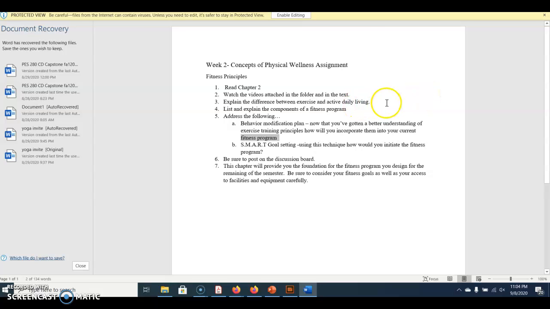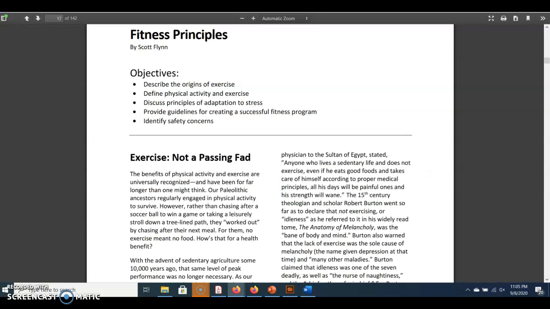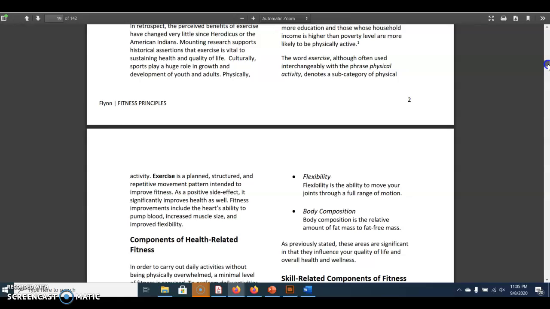So for many of you who I said, make sure you watch this, I just want you to understand that's the answer. And then it says, list and explain the components of a fitness program. Now I know that the textbook was very involved and perhaps it was confusing. So I just want to bring up the textbook for a moment. So here's our textbook, and it talks about the fitness principles. And then it talks about all the different basic things.